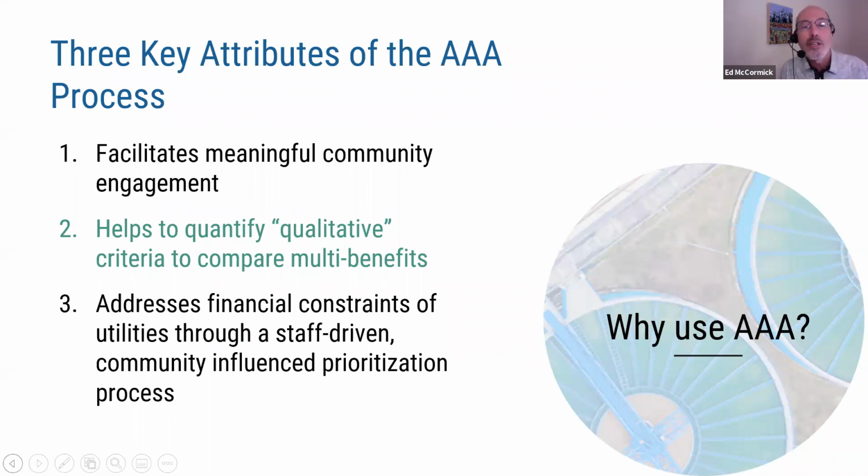So 3 of the really key attributes of this AAA process, again, is it facilitates meaningful community engagement up front in your project. It helps you quantify those qualitative criteria. These are things that are subjective, hard to put numbers to. And I think the process really does a great job in helping you do that in a way where you can compare multi-benefit alternatives. And then finally, it helps to address the financial constraints that every utility has. Its community influence, but it's clearly staff-driven. Staff is in the driver's seat ultimately with decisions, but the difference here between traditional and the augmented analysis is that the community has a voice that can influence the decision process. Next slide.